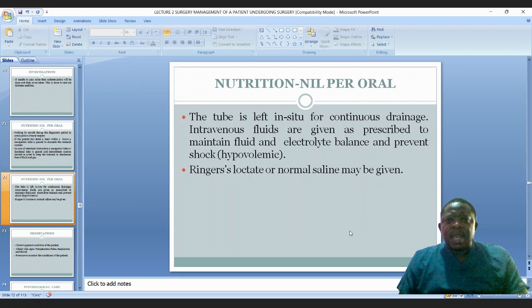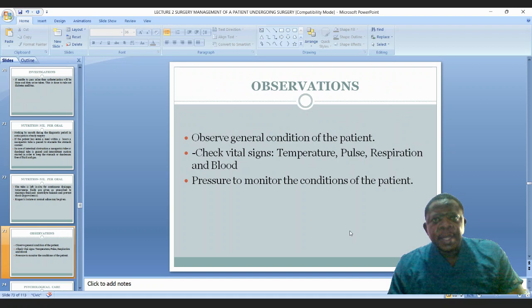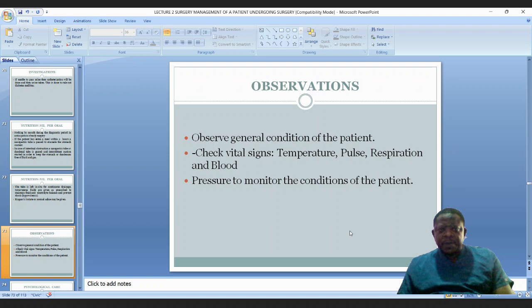This is to maintain fluid and electrolyte balance and prevent hypovolemic shock. Ringer's lactate will help normalize the electrolyte balance of the patient. Normal saline can help to normalize blood pressure of the patient. Observations for pre-op emergency: observe general condition of the patient. Check vitals. Vitals will mean temperature, pulse, respiration, and blood pressure. These are to be monitored to rule out shock. If blood pressure is too low, maybe signs of shock. Temperature is to rule out any signs of infection.